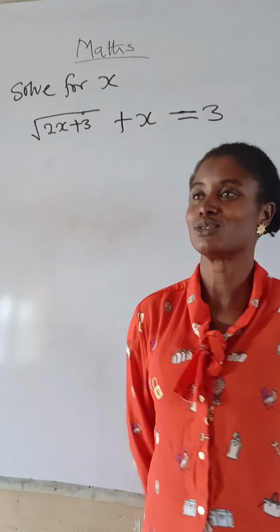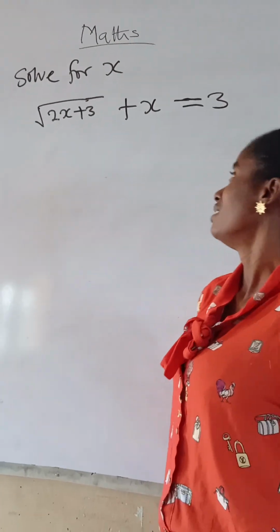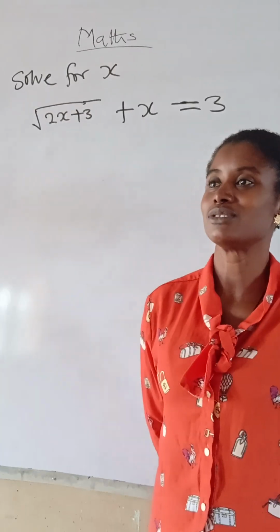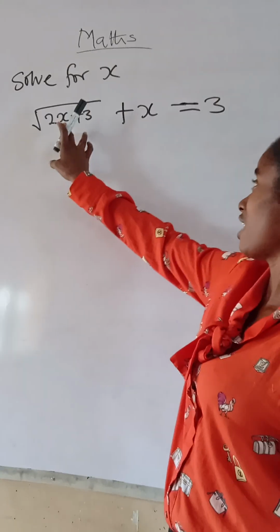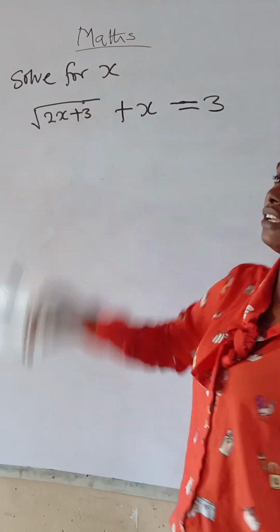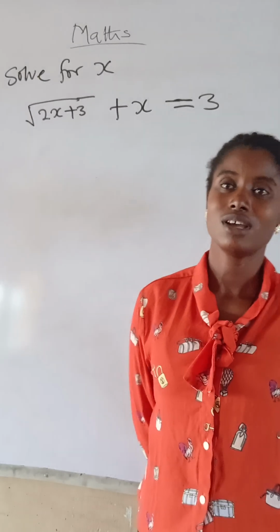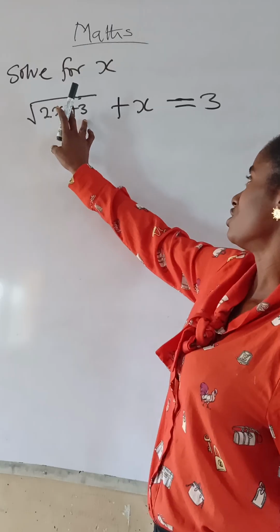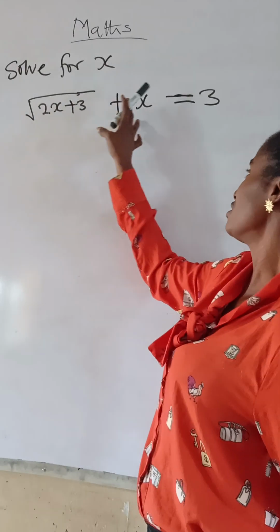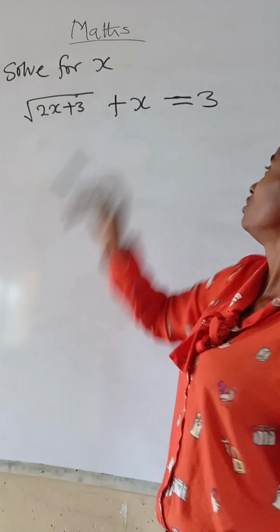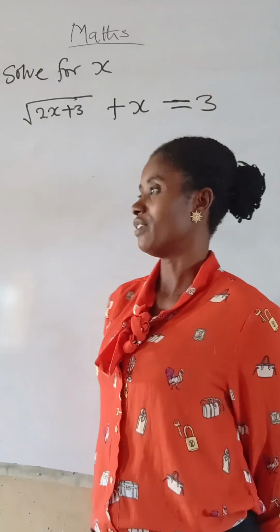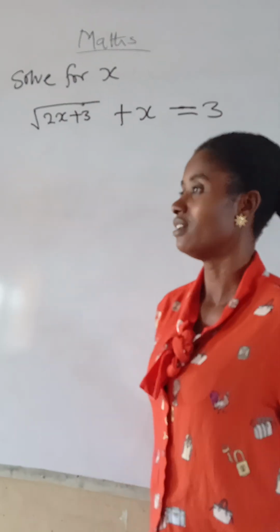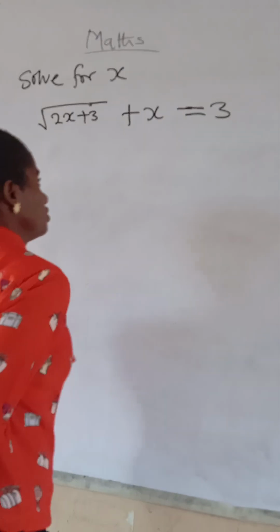To solve this question for x, what will first come to your mind? You analyze the question, because the question has roots and the one that is without a root. The one with roots, we have the square root of 2x plus 3, plus x equal to 3. First thing first, we want to remove this square root sign. We start with the solution.